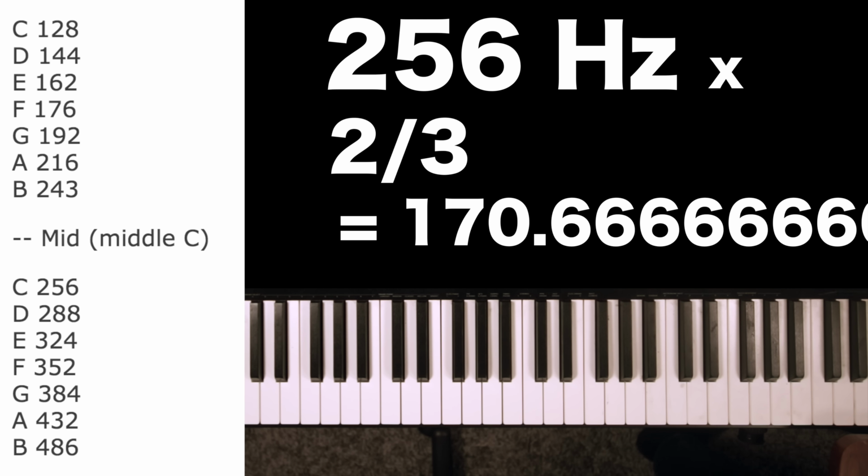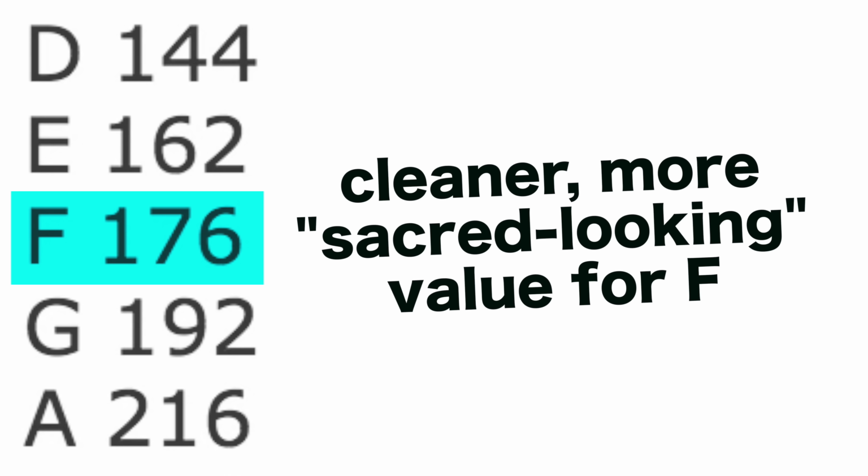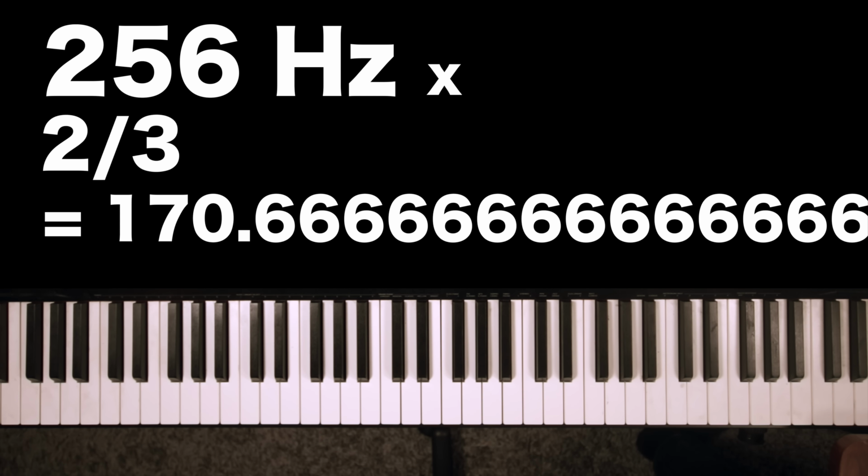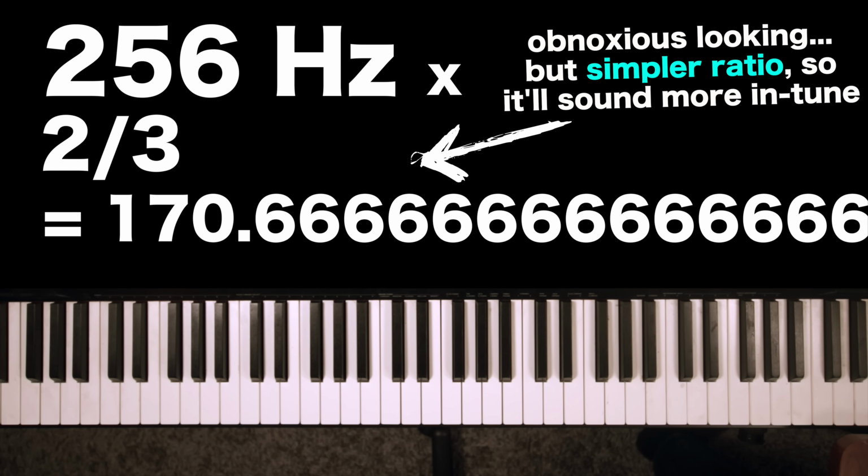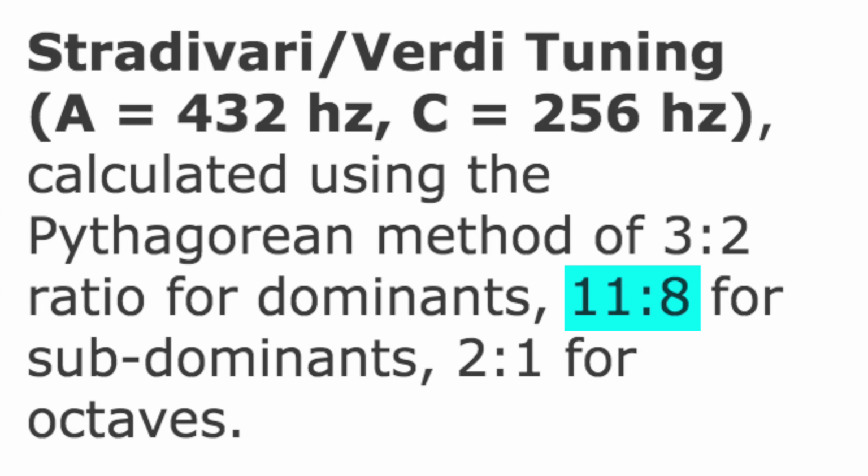Ugh. That number doesn't look right. It's like all decimal pointy. This number for F, 176, looks a little bit nicer because there isn't a decimal point, even though the ratio of 170.6 repeating relates back to C by a simpler ratio. In this case, F relates back to C by the ratio of 11:8.